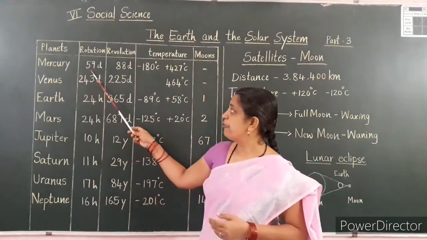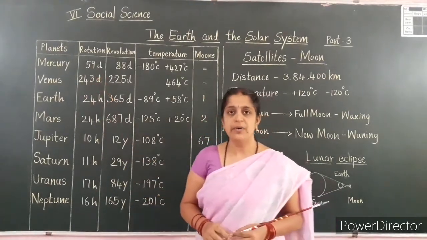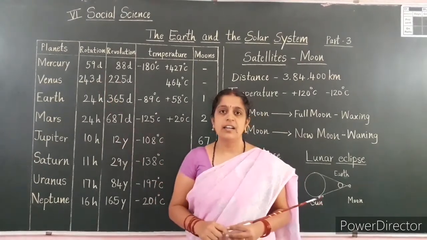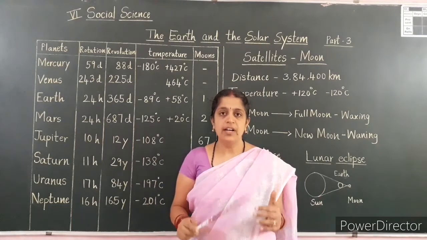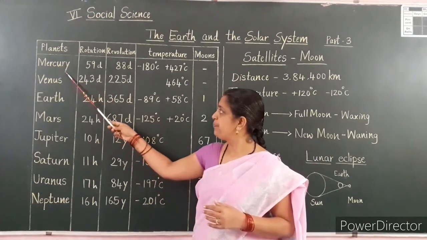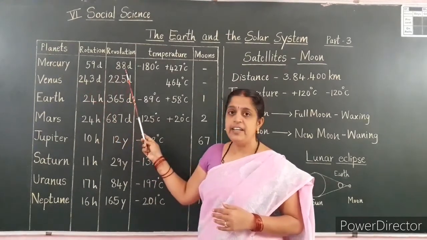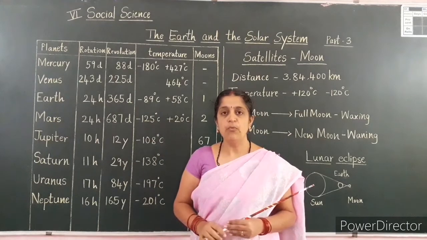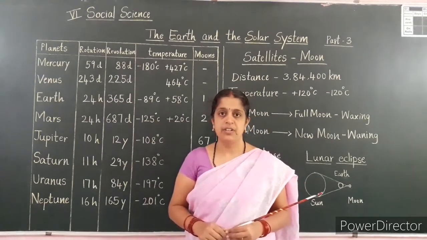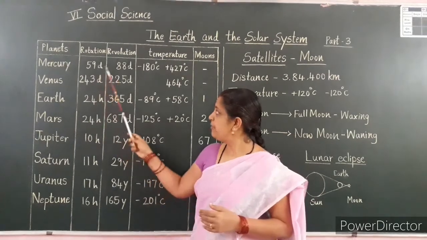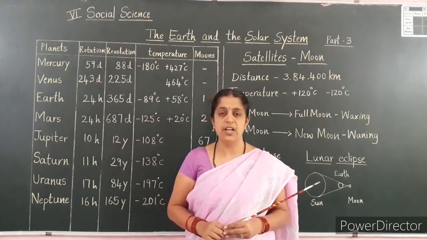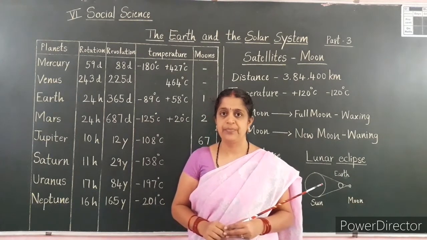It takes 59 days for one rotation. 59 Earth days. It means one day on Earth equals 59 days on Mercury. It takes 88 Earth days for one revolution because the orbit is short. Because of the short orbit, within 88 days it completes its one revolution around the Sun.